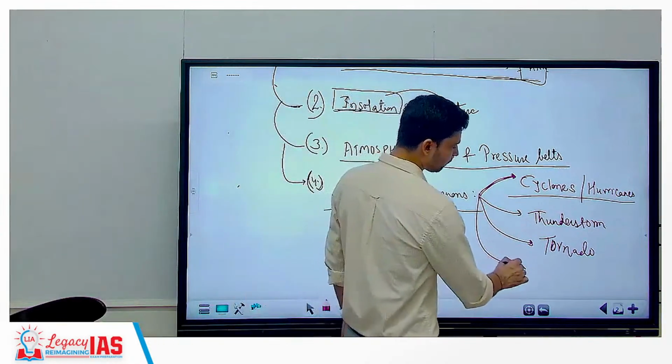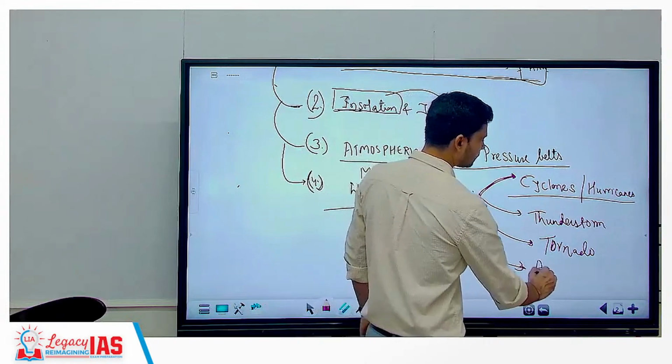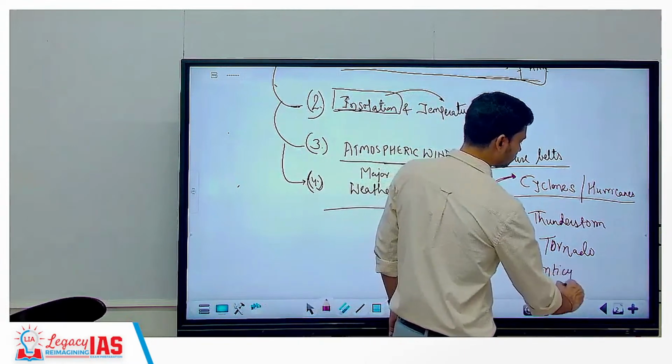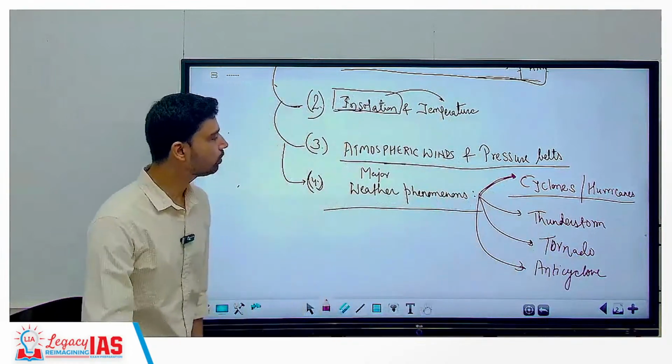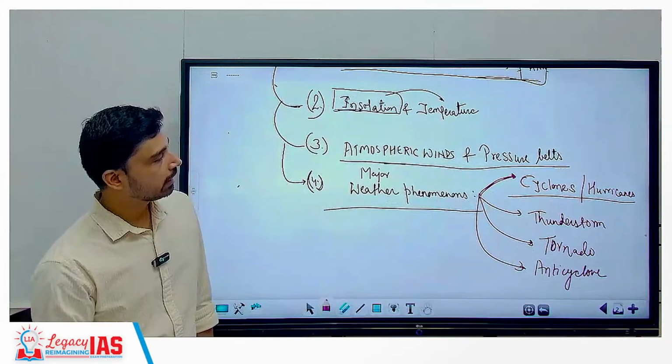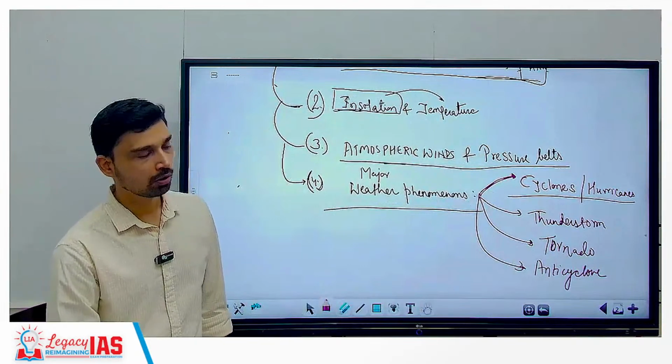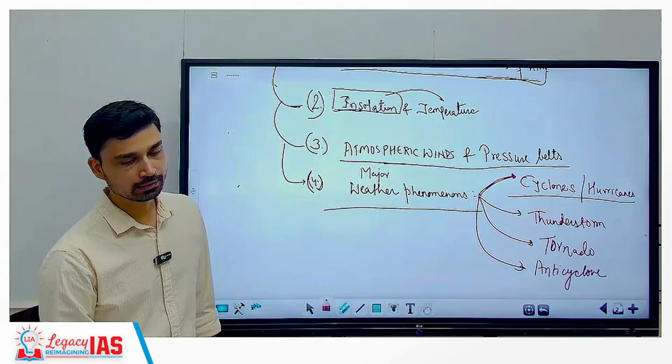Nonetheless, the mechanism we have discussed. And then we have anticyclone. So these are the four major weather phenomena: cyclones, thunderstorm, tornado, and anticyclones.